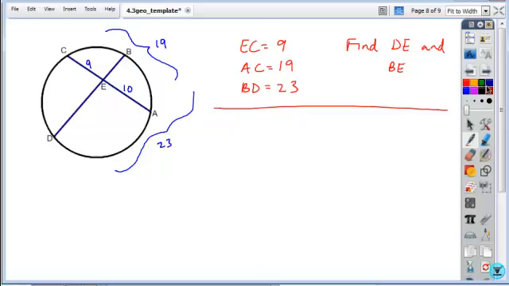All right, so when you set this up to solve it, you don't know what BE and ED are. So you have to use a variable to represent one of those. It doesn't matter which one. I'll just put it here as BE. If X represents BE and you know the whole thing is 23, how would you describe the other part?